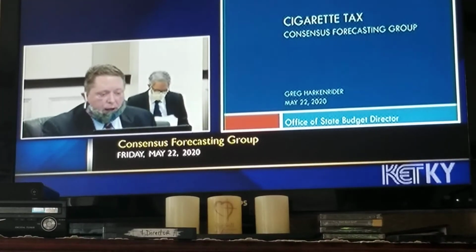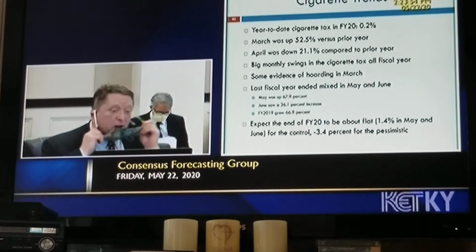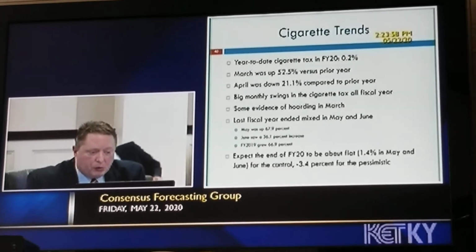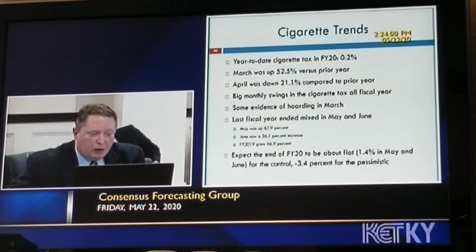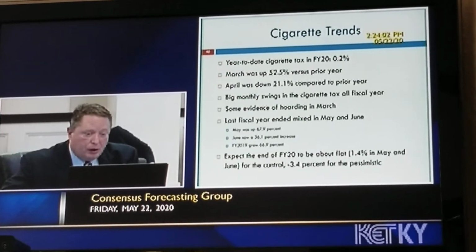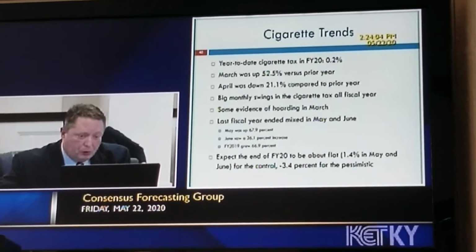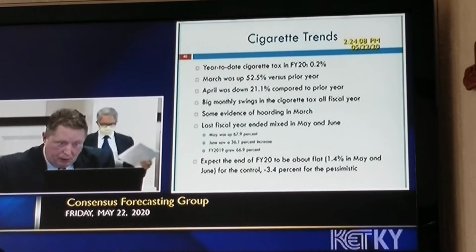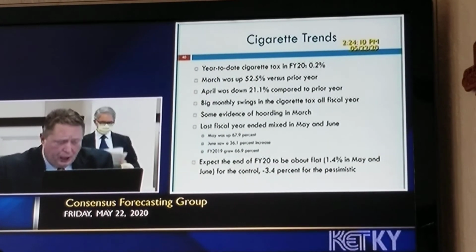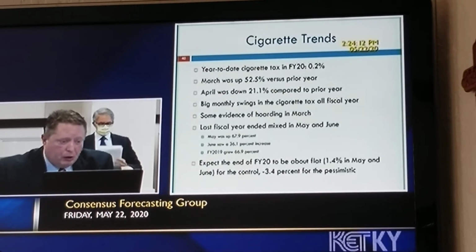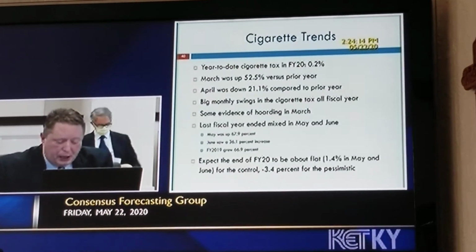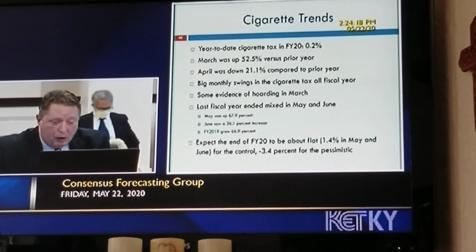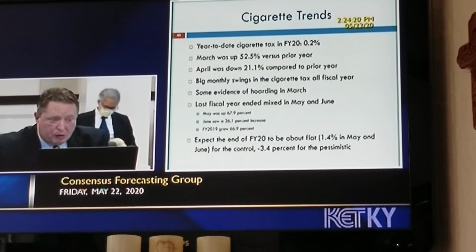On the cigarette tax, year-to-date cigarette tax is pretty much flat, 0.2%, and that's through the month of April. So that's 10 months of flatness, 0.2%. That is better actually than we forecasted in December. We thought we'd have a bigger consumption decline due to the national rate of decline. We expected that to prevail in Kentucky, but it just hasn't panned out that way.